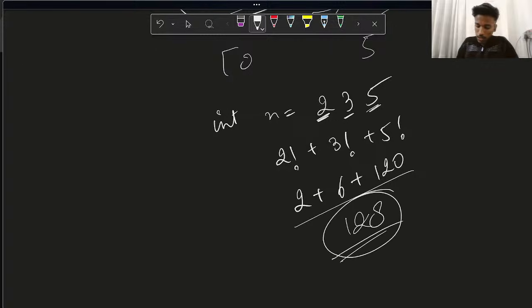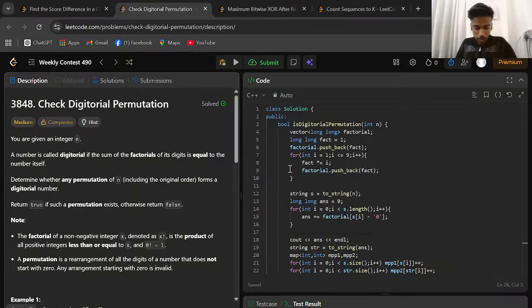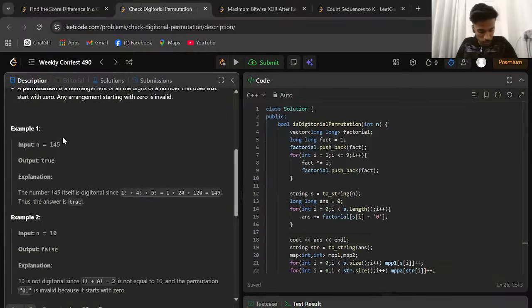Now you have to check whatever this sum you got, whether rearranging the digits of this sum can give you this number 235 or not. Okay, so let me show you what an example would look like.